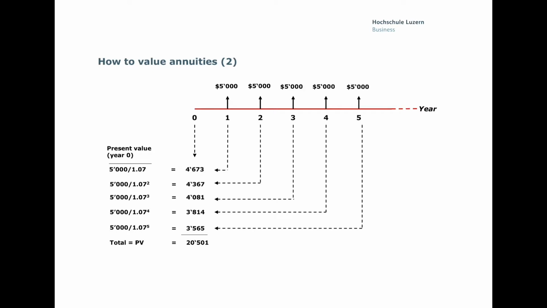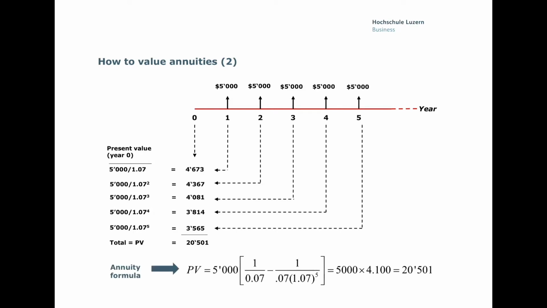Let's have a look at the following example. You're supposed to obtain $5,000 each year for the next 5 years. To determine the present value of this cash flow stream, you can simply apply the DCF approach or use a shortcut and apply the previously derived annuity formula. Using the annuity formula means you multiply the constant cash flow with the annuity factor. Assume that the discount rate is 7%. This means that the present value of the annuity is $20,501.